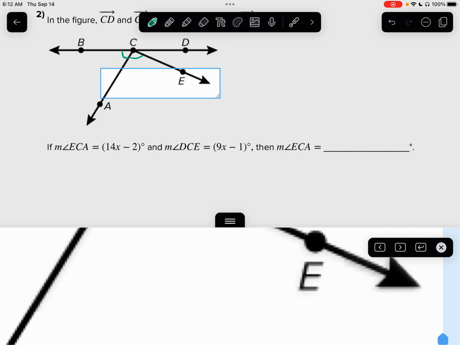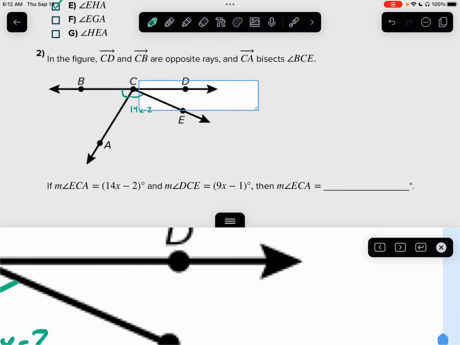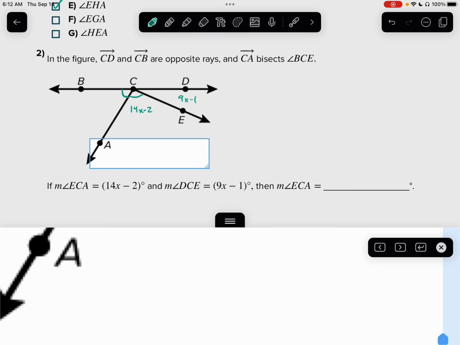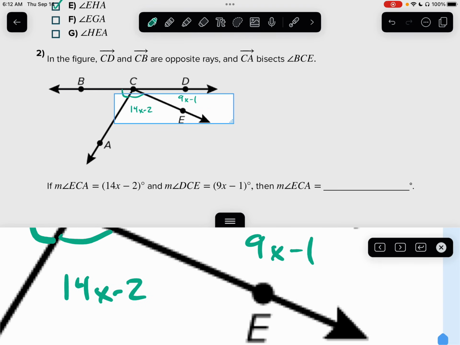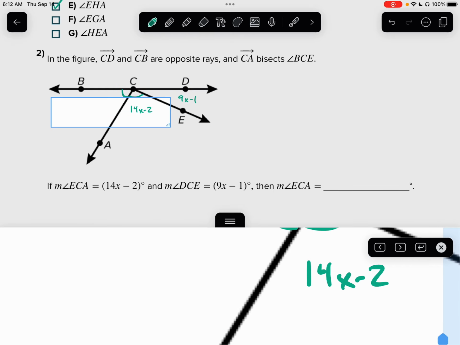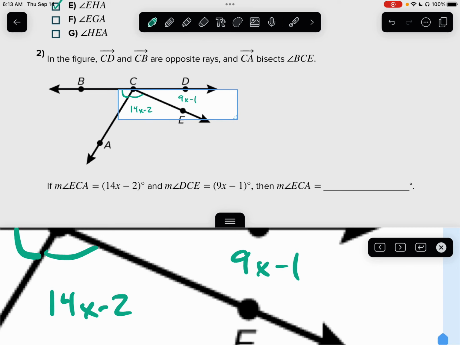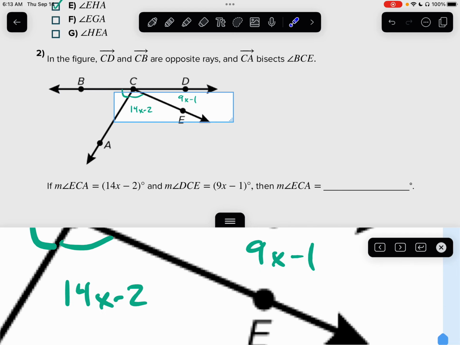If ECA, which is this one right here, is 14x minus 2, and DCE is 9x minus 1, find the measure of angle ECA. I have this 9x minus 1 and this 14x minus 2. They're next to each other, but I don't know that they add up to 180 because I have this other angle also on the same straight line. I can't set them equal either, because these two angles are congruent, but this one over here is not.